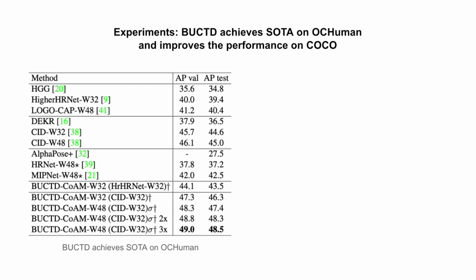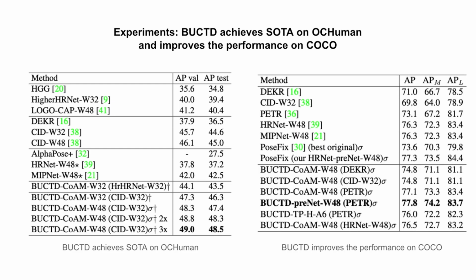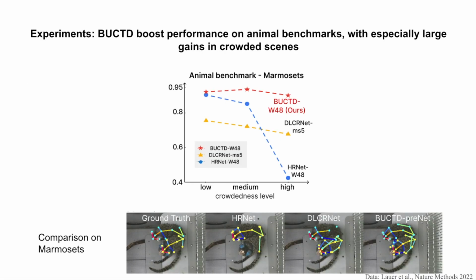We also test our models on OCHuman and COCO. We achieve SOTA on OCHuman. On the classic COCO benchmark, which contains very few occluded humans, we also achieve competitive performance. With our hybrid approach, we can also substantially boost performance on the animal benchmarks, with especially large gains in crowded scenes. A qualitative example can be seen at the bottom. BUCT can accurately predict the poses of the two marmosets sitting closely together.